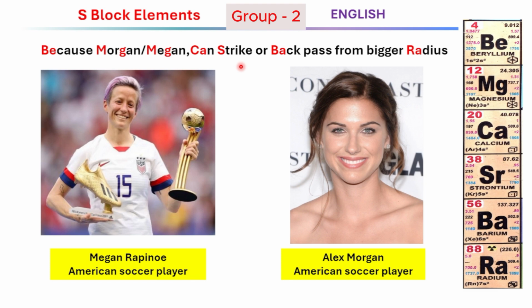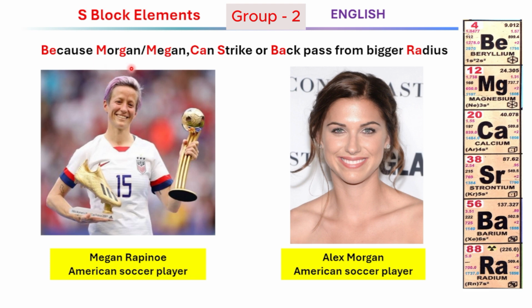Why? Because the American players were very good at back passes. They were passing from a longer radius, from a longer range. They were doing the back passes. Their back passes, forward passes, all those passes were very accurate. So that's why the men's team lost the match.